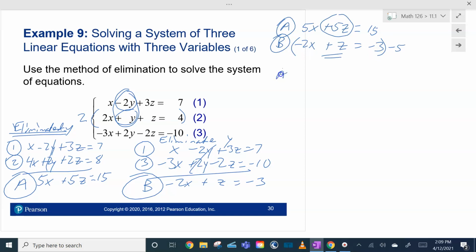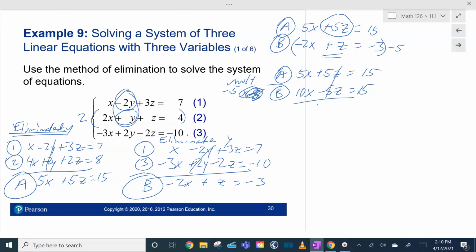Okay, so equation A stays the same: 5x plus 5z equals 15. Equation B, we multiply by negative 5, and I get 10x minus 5z equals 15. Notice the z's are gone, so I got 15x equals 30. So my x is 2. Yay! I know my x is 2.